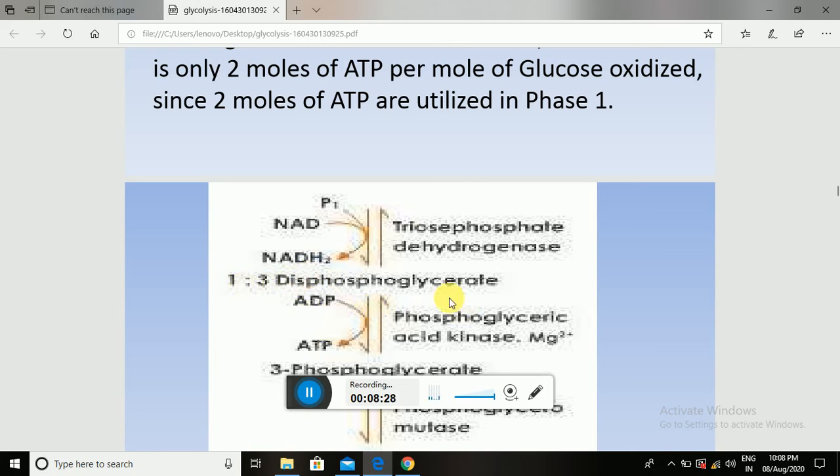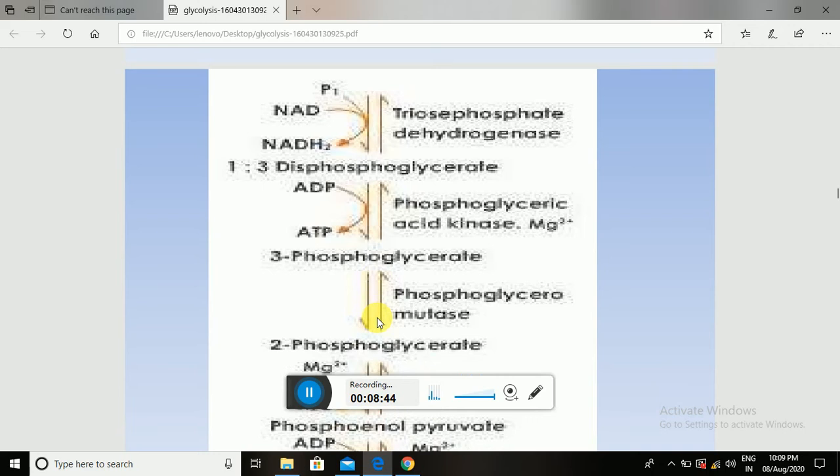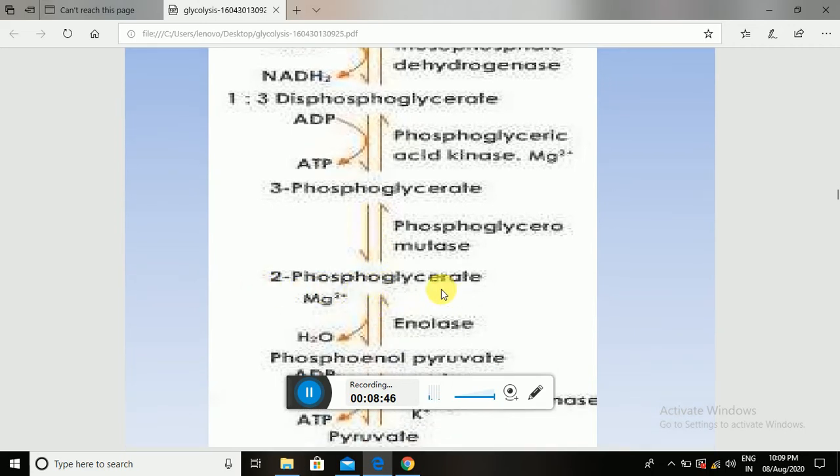1,3 bisphosphoglycerate is converted into 3-phosphoglycerate. This 3-phosphoglycerate is formed because of the enzyme phosphoglycerate kinase, plus the cofactor Mg2+. Then this 3-phosphoglycerate gets converted into 2-phosphoglycerate with the help of the enzyme phosphoglyceromutase. The mutase enzyme converts 3-phosphoglycerate into 2-phosphoglycerate.